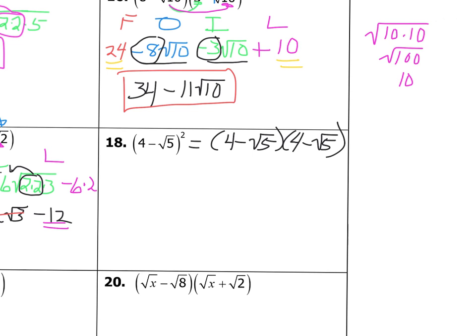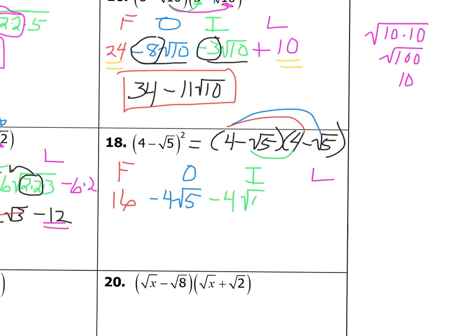You should have a middle term. So pause the video, FOIL. So I've got F-O-I and L. Okay, so first, 4 times 4 is 16, and then outer. 4 times a negative 1 is a negative 4, and then you tack on that rad 5. And then inner, 4 times a negative 1 is a negative 4, and you tack on that rad 5.